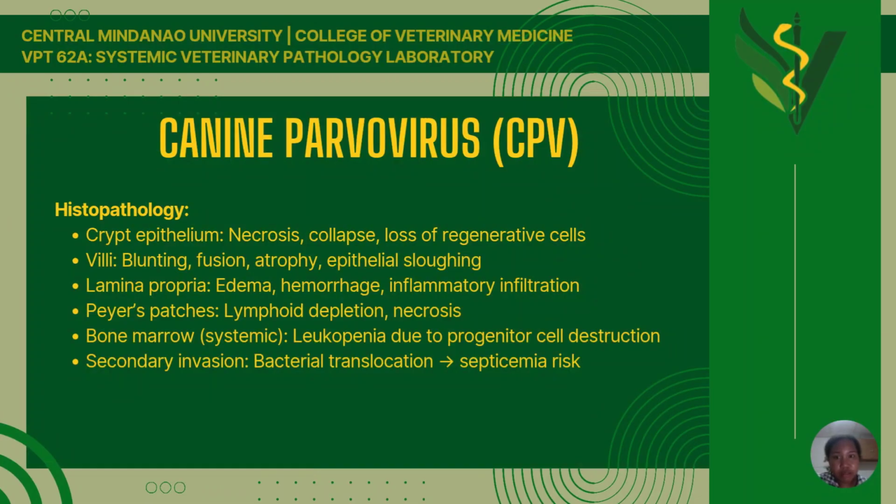And in your bone marrow, leukopenia happens due to progenitor cell destruction. CPV damages your hematopoietic precursors, leading to leukopenia. This further weakens your immune defense. And then secondary invasion occurs. With villi destroyed and mucosal barriers compromised, your gut bacteria can cross into circulation, causing septicemia.